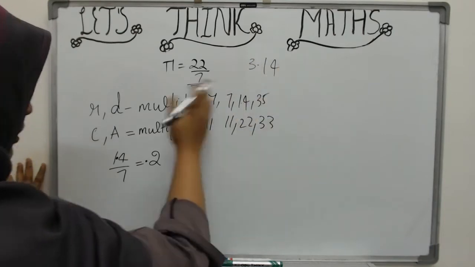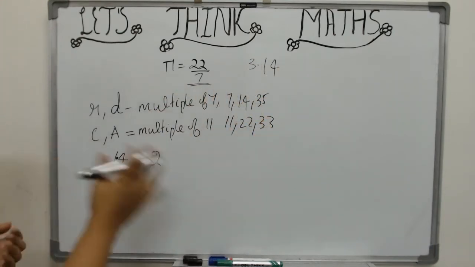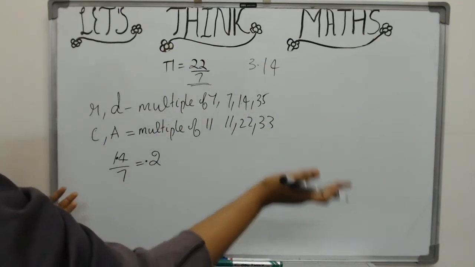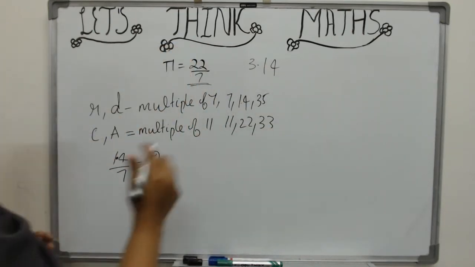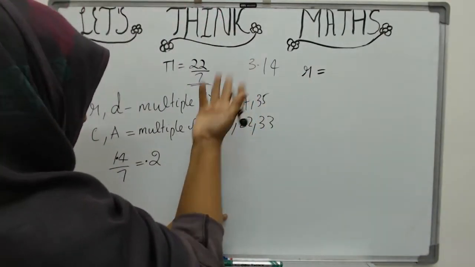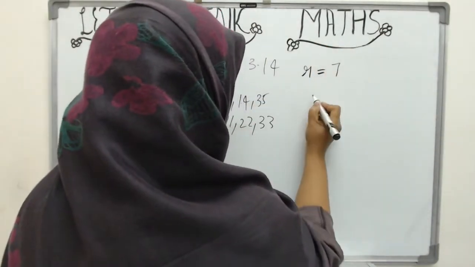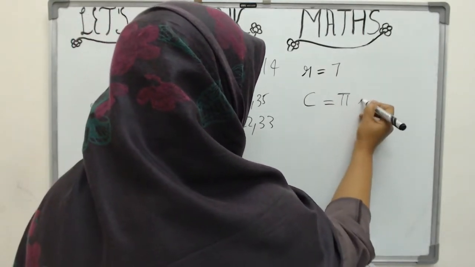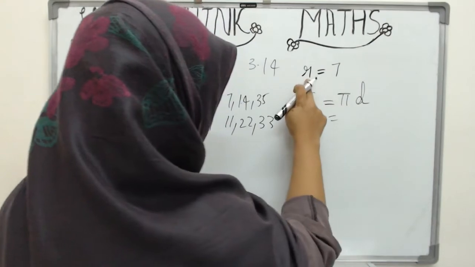If you take 3.14, your answer is not going to go wrong, but it is easier to calculate with 22 by 7. I will tell you why that is. Suppose consider a case when r is equal to say 7. Take 7 itself. Then what is the circumference? It is pi d. But here you are given r.